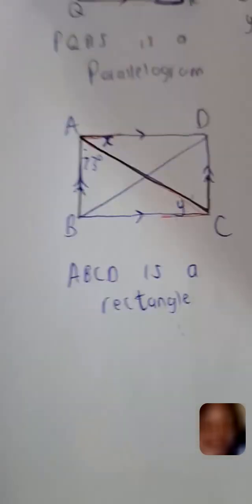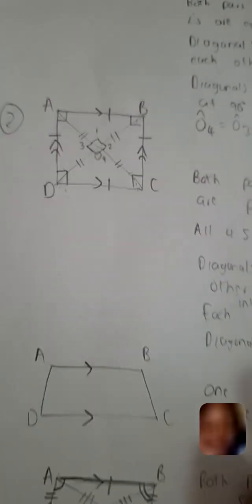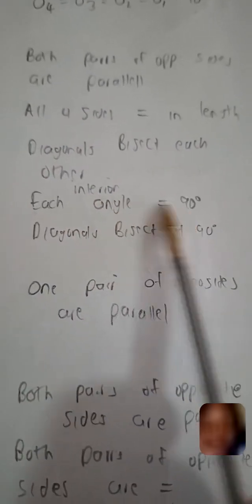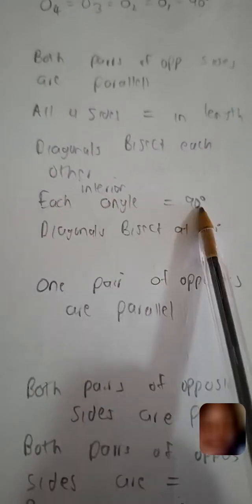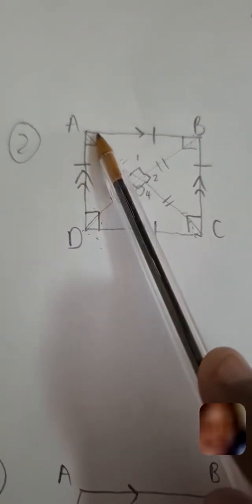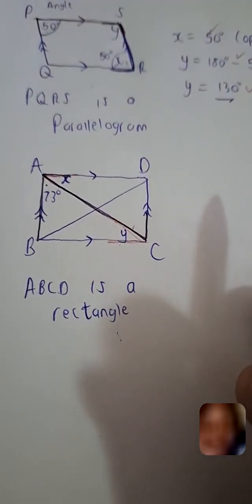I think I did actually write down the notes for you for the properties. Here it is. This was our rectangle, if I remember very well. And then we said each interior angle in a rectangle, each corner angle in a rectangle, is equal to what, Kia? 90. Yes. Remember that one? Yes, I remember it now.